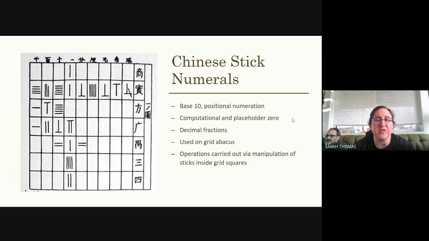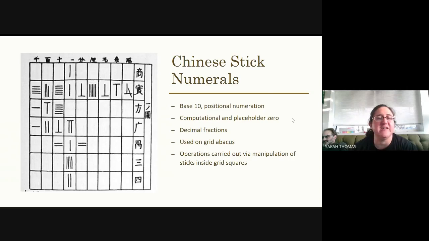These stick numerals were used on a grid abacus, and you can see over on the right-hand side of the abacus, they're using glyph numerals. And you can also see up at the very top, glyph numerals as well. But the way they would lay these sticks, notice that every other square lays a different direction. So like on that second row of numerals on the grid, there's four horizontal sticks, and then the next one has three vertical sticks, and then the next one has five horizontal, one vertical. Now the next one over, you'll see there's a vertical and a horizontal. That's actually counting horizontal because that indicates five.